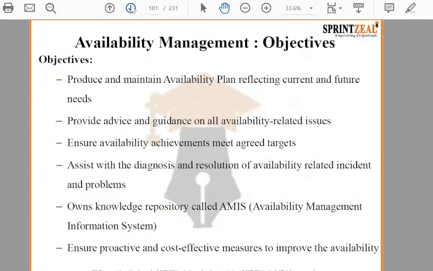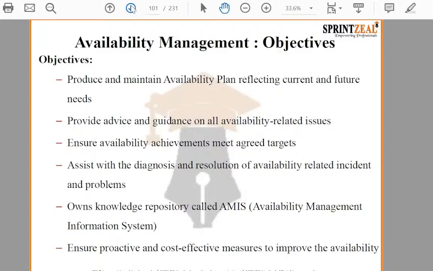Objectives of availability management: produce and maintain availability plan. So your major output from availability management will be your availability plan, which reflects the current and future needs. Provide advice and guidance on all availability related issues. Ensure availability achievements meet agreed targets. We talked about that. Assist with the diagnosis and resolution of availability related incidents and problems.